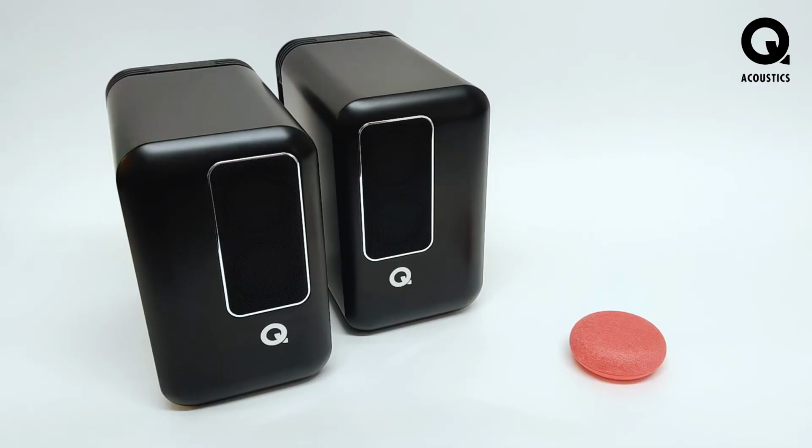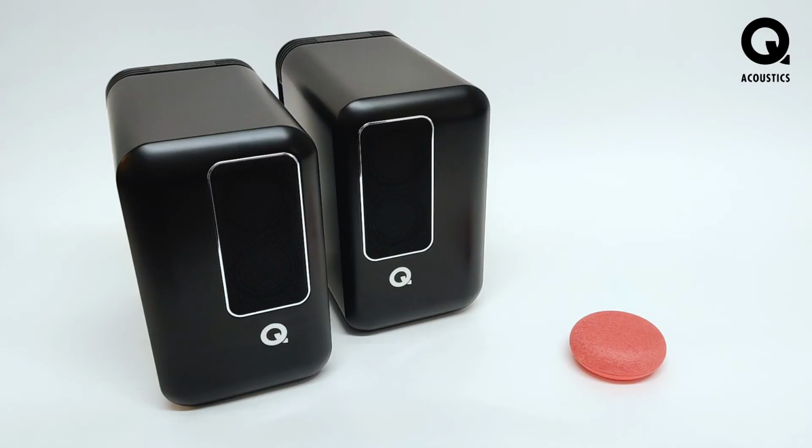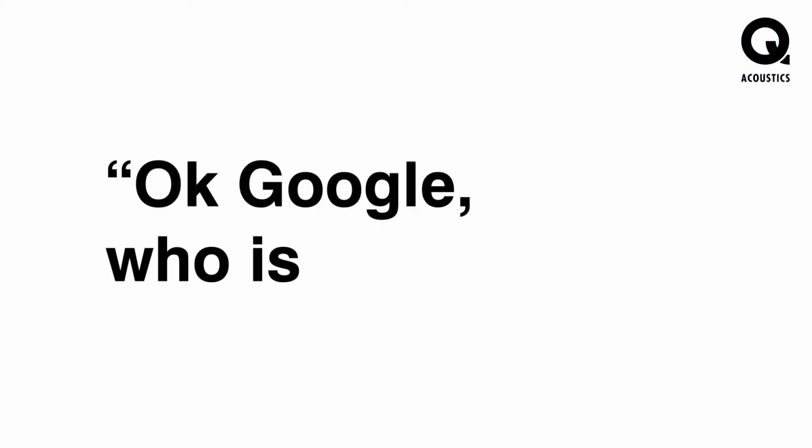Once the music or radio is playing via the QActive system, you can use voice control to alter the volume, which has a range from 0 to 10. For example, "OK Google, volume 4." You can also mute and unmute the volume as well as skip a track. You can also ask Google who is playing by asking, "OK Google, who is playing?"